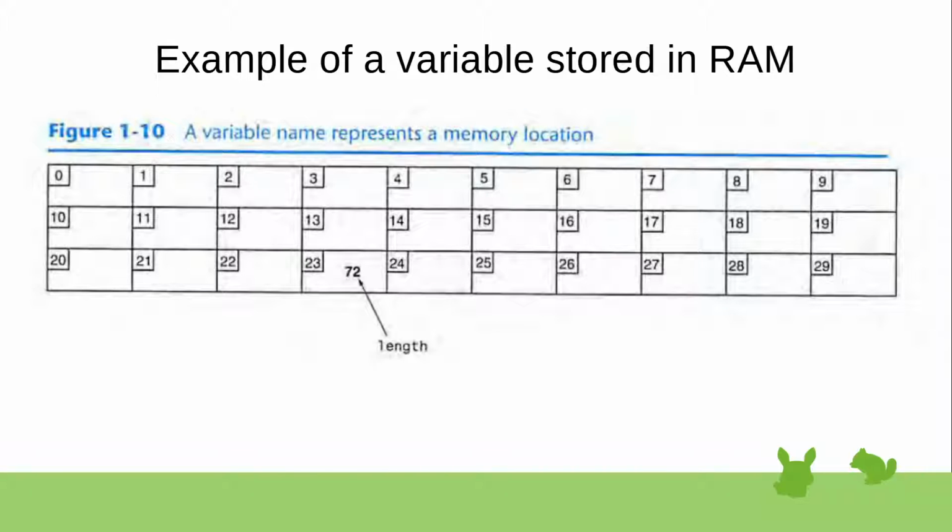So if you're looking at your RAM, this is a very simplified version of RAM. You'll notice that in your RAM slot number 23, you're storing the value of 72. Now, we don't have to refer to that spot as 23. We're going to refer to that spot as length. So we would say something like int length equals 72. And the program will know that int length is stored in cubby 23 of our RAM. And inside that cubby, we're going to have a whole number or an integer value of 72. Okay?